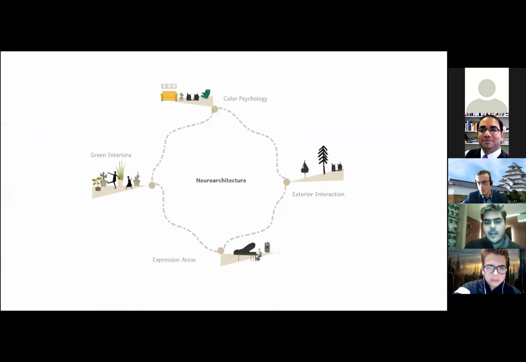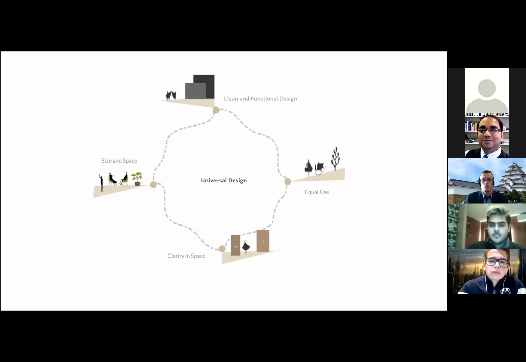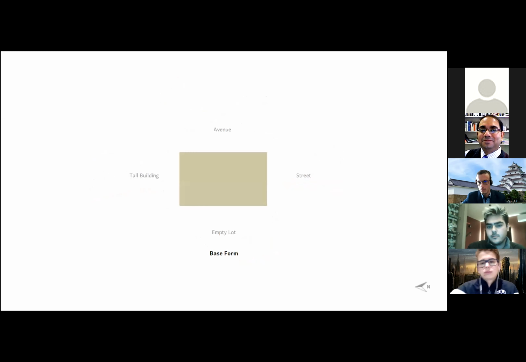And just as the skin, we also had some design guiding axes for the building concept. One of them was neuroarchitecture, where we wanted to introduce color psychology, exterior interaction, expression areas, and green interiors. We also wanted to introduce the skin that we were designing, which provides a comfort strategy, cost reduction, attractive design, and interior ventilation. And universal design, because it was clean and functional design, equal use, clarity in space. And we wanted to introduce this concept about size and space for human comfort.